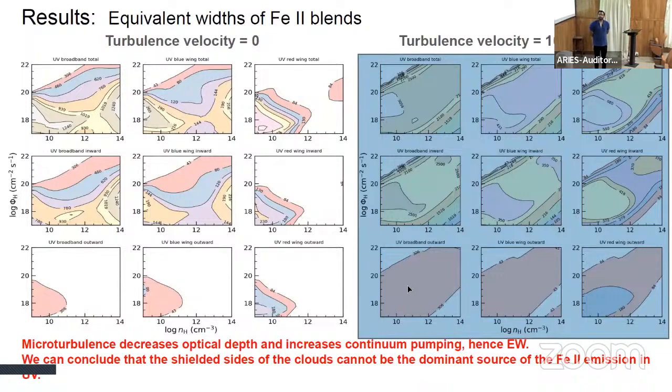But if it is 1,000 or more than 1,000, then it's difficult. It's not microturbulence; it will be macroturbulence or more. But then if it's 1,000 kilometers per second, then this is the motion, right?